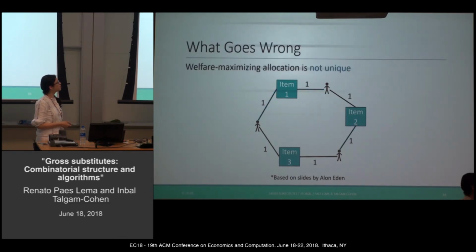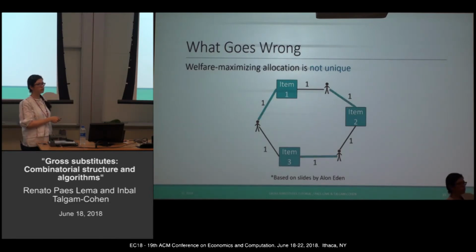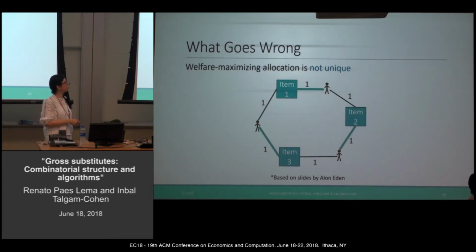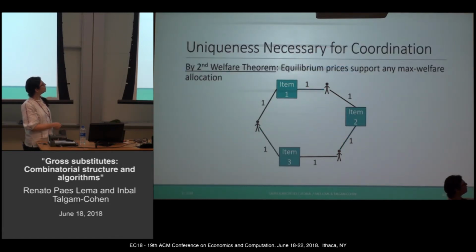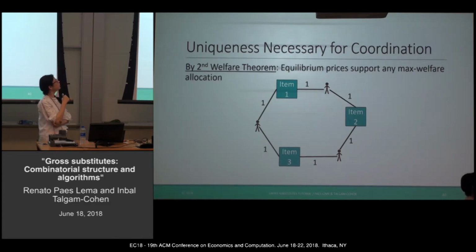So what's going on here? What's wrong? The problem is that I have here 2 welfare maximizing allocations. Here's the first one, and here's the second one. OK. It turns out that you have to have uniqueness for coordination. You have to have uniqueness of the welfare maximizing allocation for coordination.